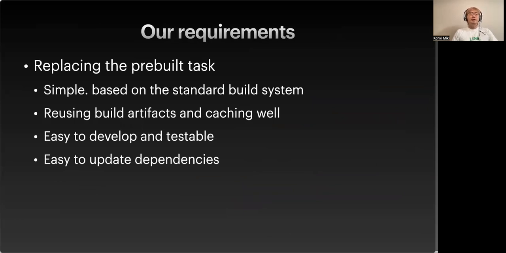To improve this situation, we have been replacing Bazel with a new build system since the beginning of this year. The requirements of the new system are the following. First, simple, based on the standard build system, reusing build artifacts and caching well, easy to develop and testable, easy to update dependencies, not by hand.